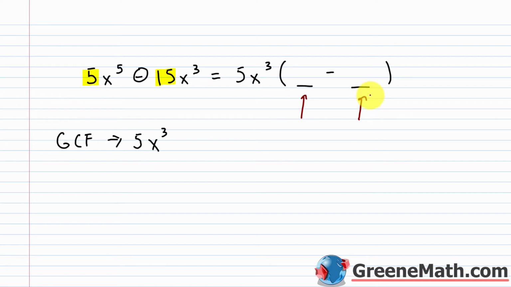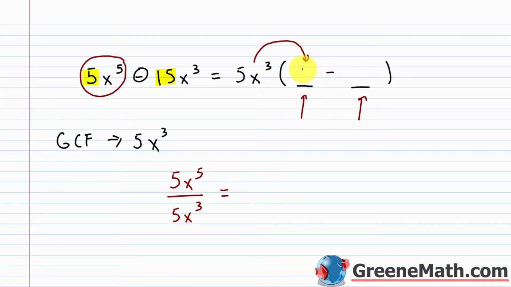I want you to think for a minute about what you're doing. We talked about this in the lesson. This is going to be multiplied by this, and it's going to give me this. So we have multiplication here. The opposite of multiplication is division. So if I want to figure out what this unknown is, all I need to do is take the original term, which is 5x to the fifth power, and divide it by this 5x cubed, and I will get my missing term here.